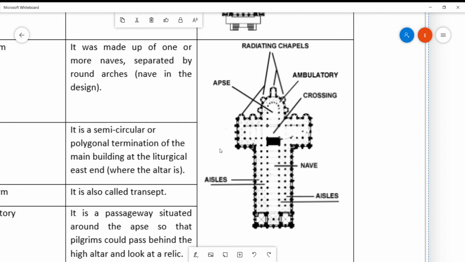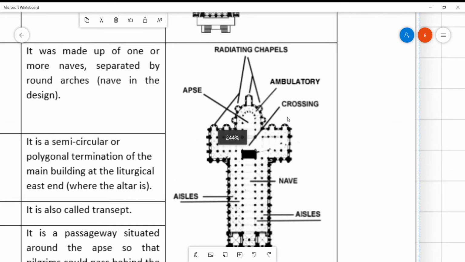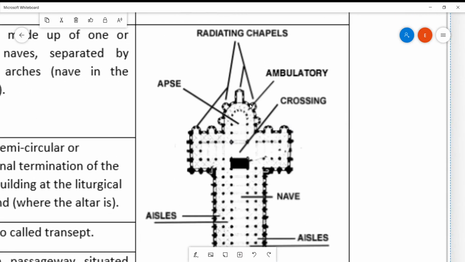Okay. Then another thing that we have is the apse. The apse is all this area that stands out of the long arm. Okay, todo lo que sobresale del brazo largo de la iglesia es aquí, that looks like a head. Okay, this is the apse. Inside the apse we can see a passageway which is called ambulatory.